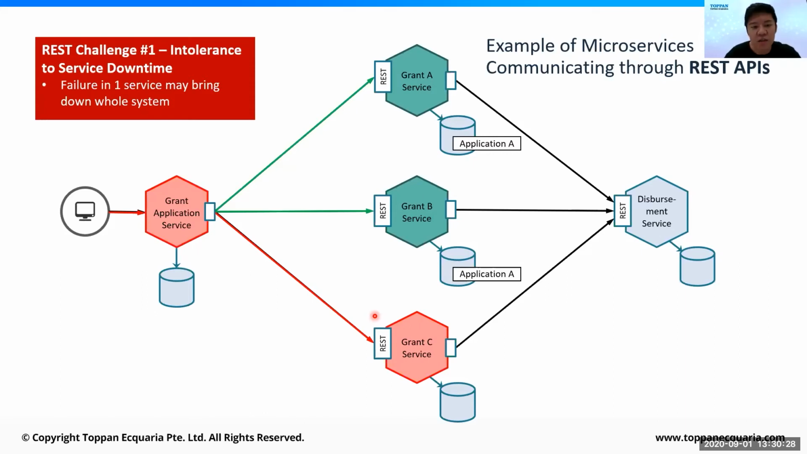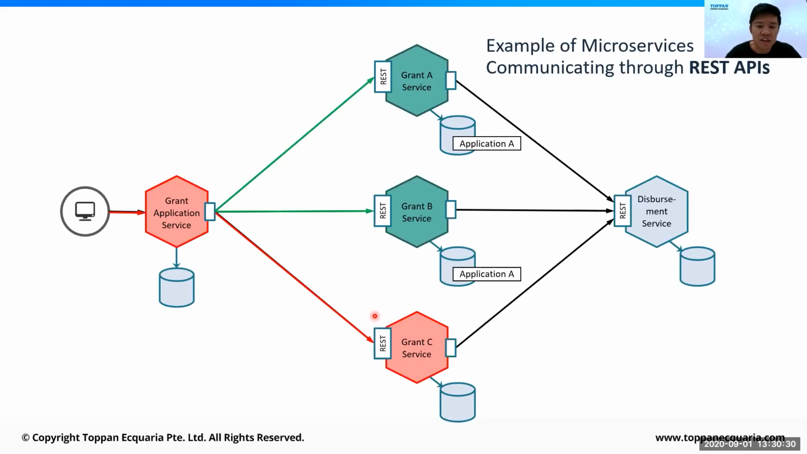Another challenge that comes with this scenario is data integrity. As I mentioned earlier, each service has their own persistent data store to store their own data. In this scenario, the grant application service has created application records in both grant A service and grant B service. So when grant C service fails, it causes the whole application to fail. So now there's a need to roll back this data in the grant A service database and the grant B service data store, right?